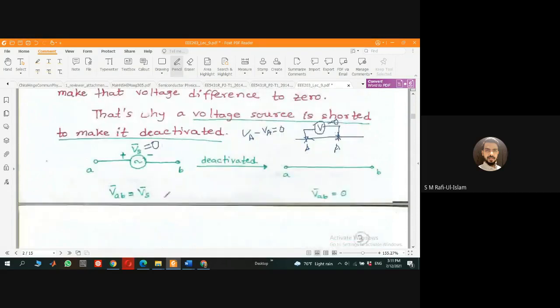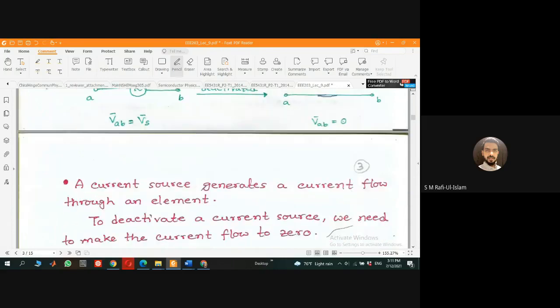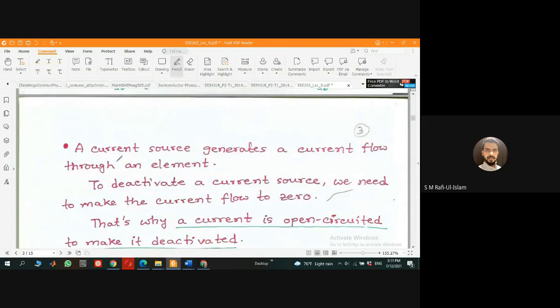So we all know that one. If I want to deactivate a voltage source, I need to make it short, means I'll just replace it by a short circuit or a single line. Is it clear? Probably if you have a physical lab or maybe in A levels, you have seen voltmeter, ammeter, this sort of thing.